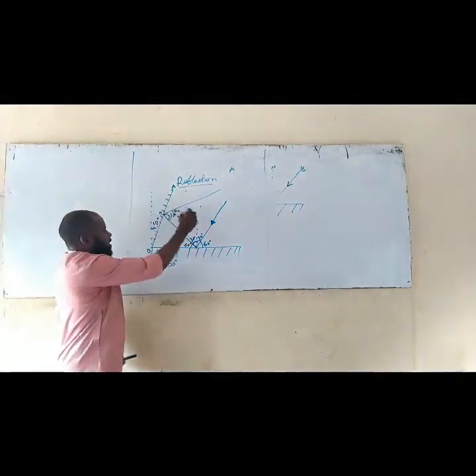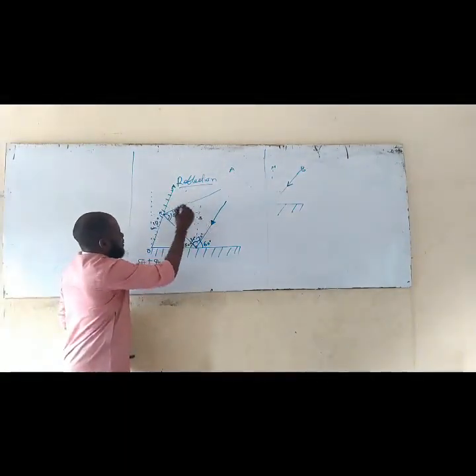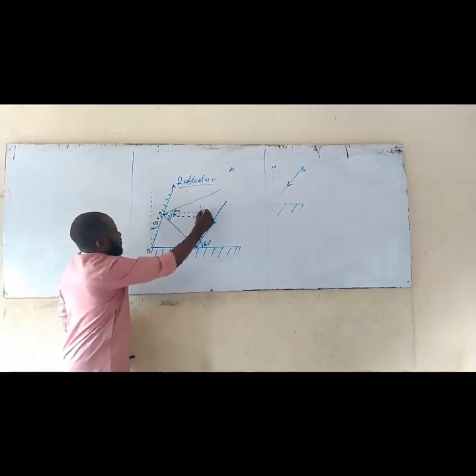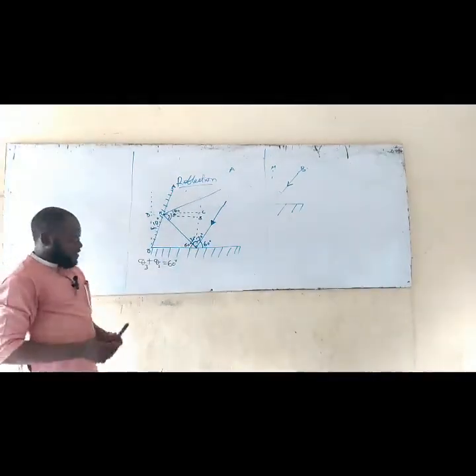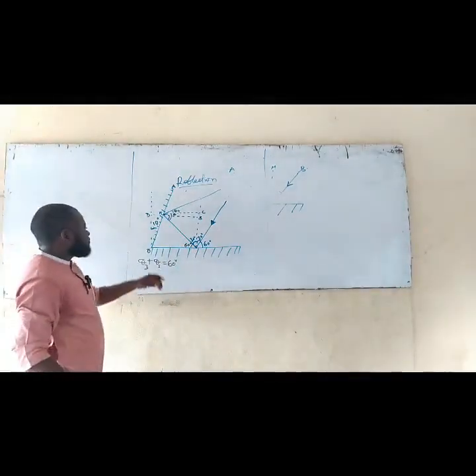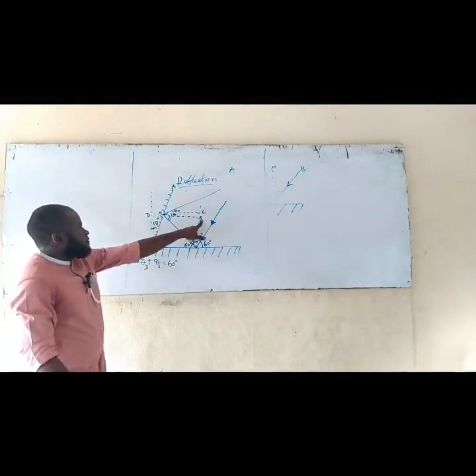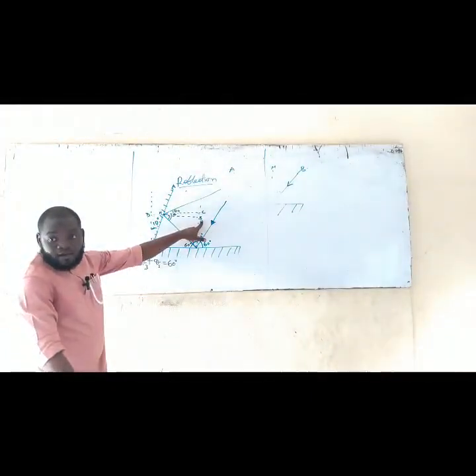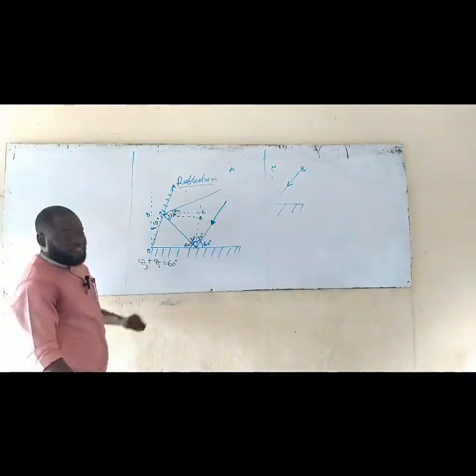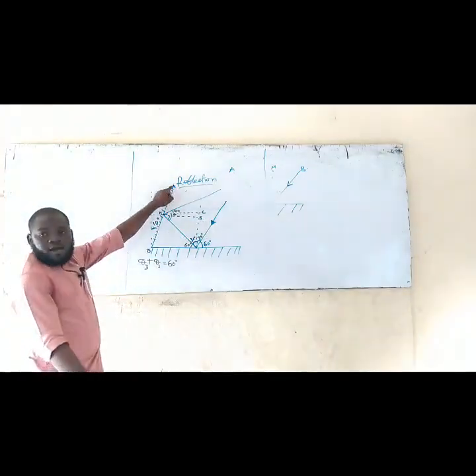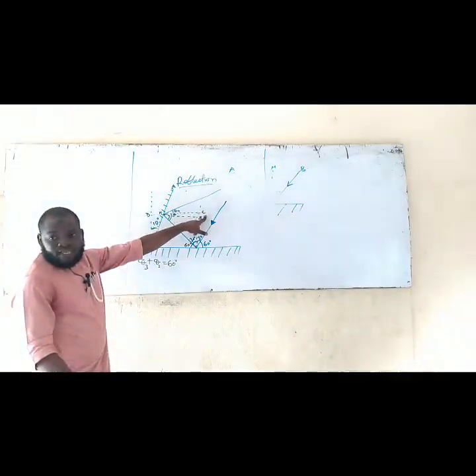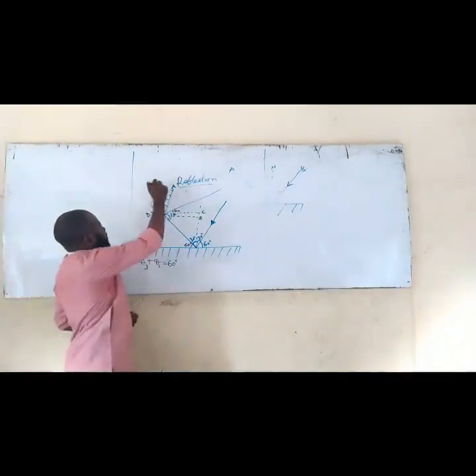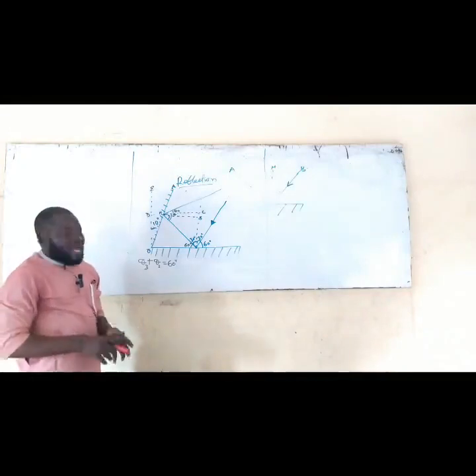Let me call this one NB, and call this one C, and call this one D. I just leave it anyhow so that you get what I'm saying. So if you look at line NB, line NB is perpendicular to line OA. Are you seeing it now? And line DC, let me call this one E.